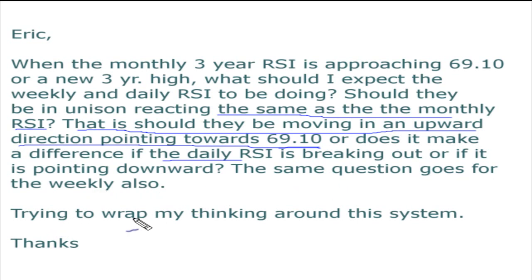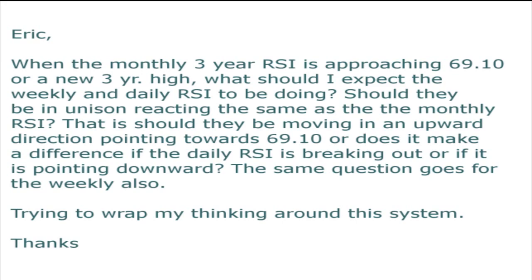Trying to wrap my thinking around this system. So basically, I think I follow the question here is, we are using the monthly RSI to tell us when a stock or an index is looking like it wants to break out for a major move. So what about the weekly and the daily charts? Yeah, so why don't I try my best here to explain that.